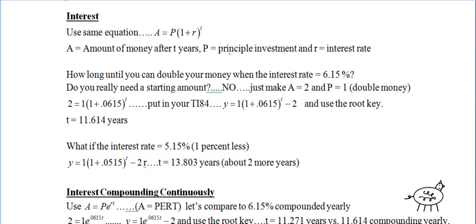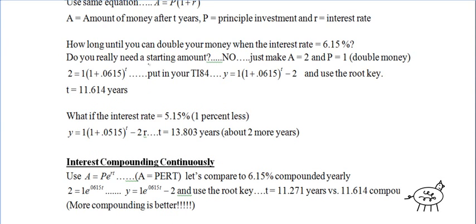When you divide it out, you're still going to get the same thing, right? You're going to get 2,000 over 1,000, which is 2 on that one side. Anyway, I'm going to use my graphing calculator, and it comes out to be 11.614 years. And if I did a little bit different interest rate, 5.15, you can see it's going to take a little bit more time, 13.8. So, we'll talk a little about this later, but it's important to have good interest rates to help you make money.